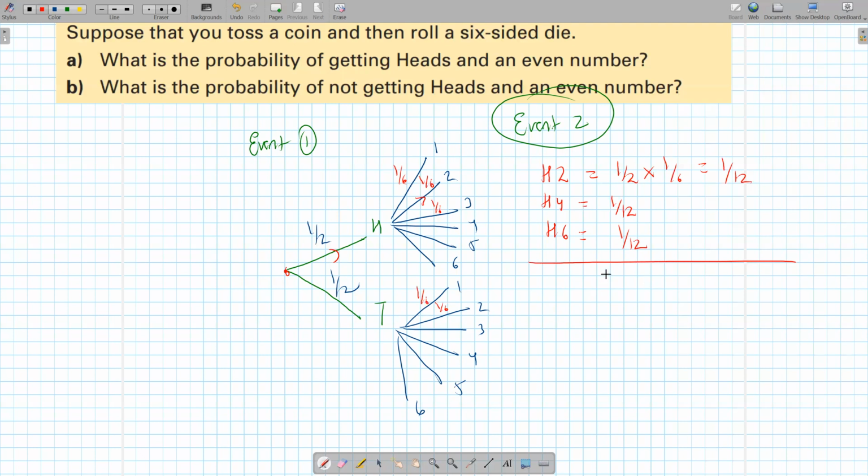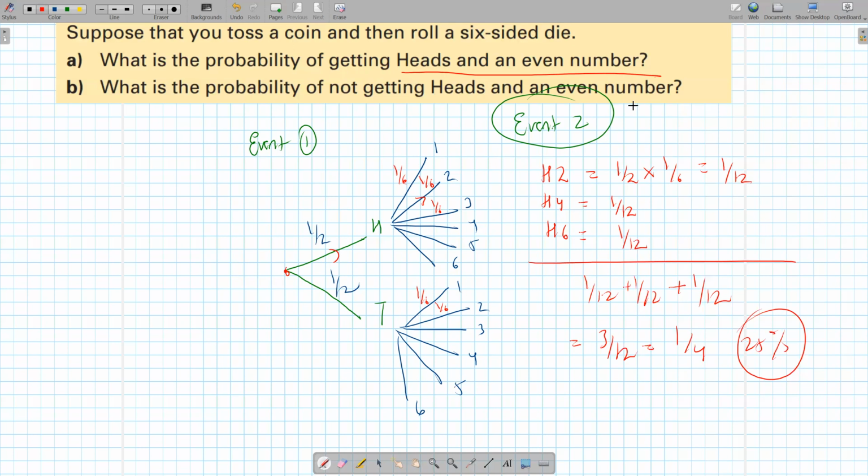And then you add them up. So what's 1/12 plus 1/12 plus 1/12? 3/12, which is the same thing as 1/4. So you have a 25%, or 1/4, chance of this happening: you get a head as well as an even number.